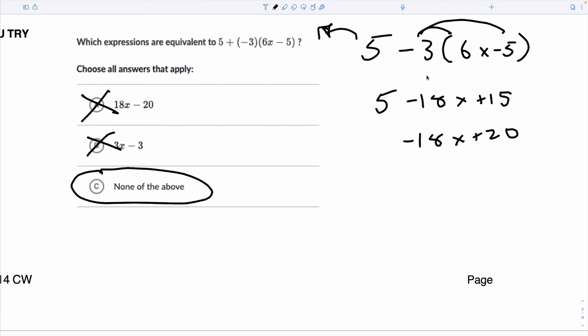3x, probably. I don't know how they even got that. I was thinking they subtracted 6 minus 3. Yeah, and then 5, I don't know.